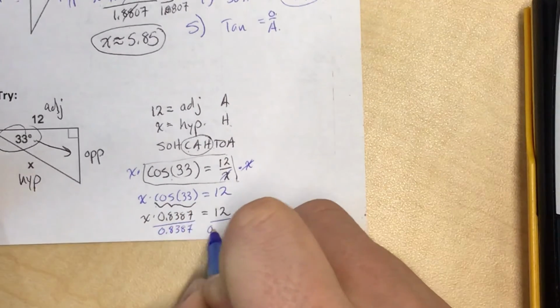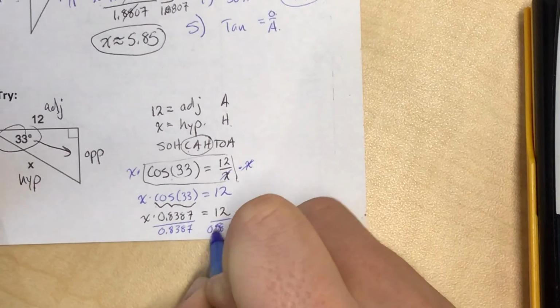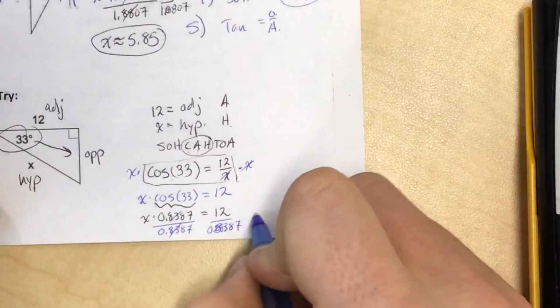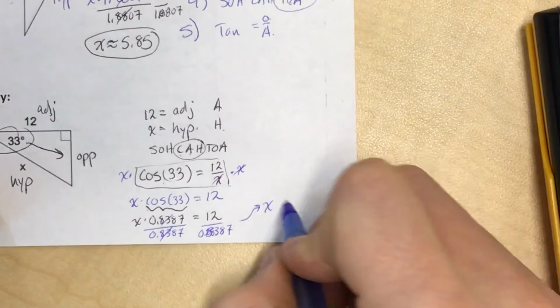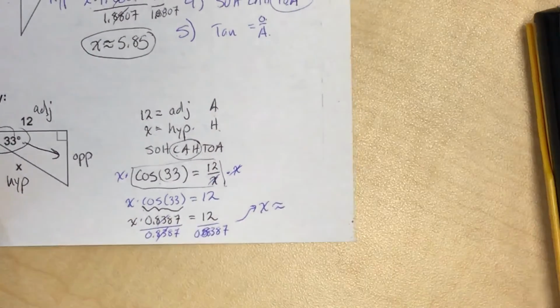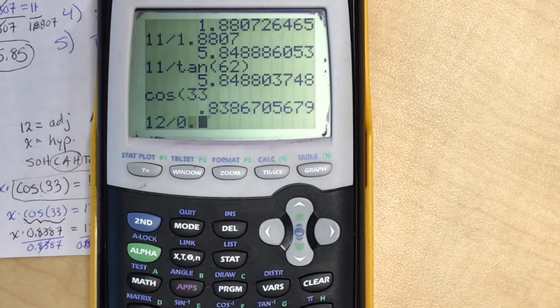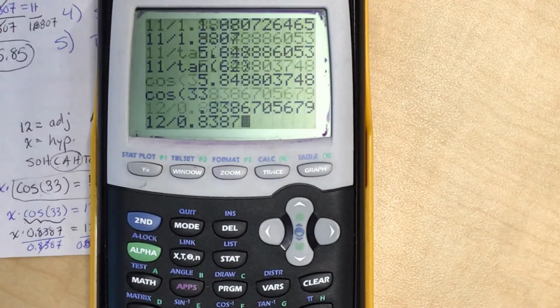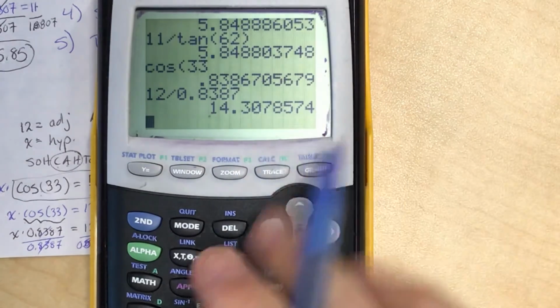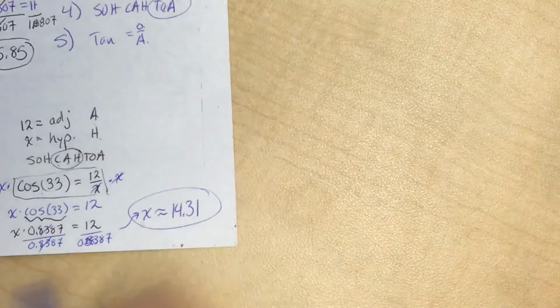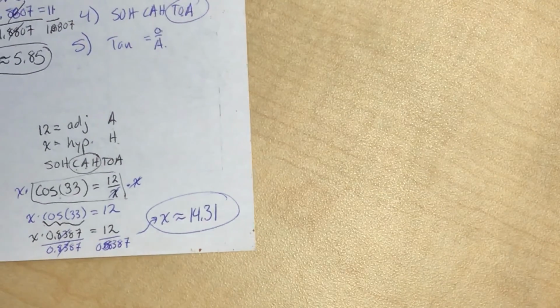Then we're going to divide out by the 0.8387 to get the X. And so over here, X is approximately, let's see, 12 divided by that 0.8387 should be 14.3. Let's round it to 14.31. So your answer should be 14.31.